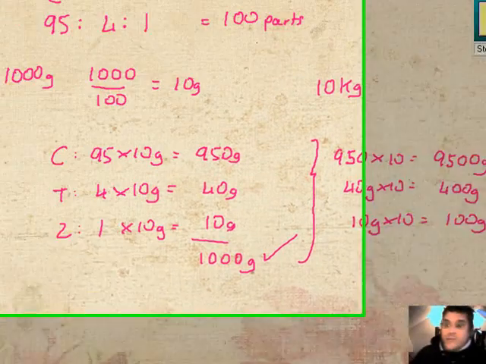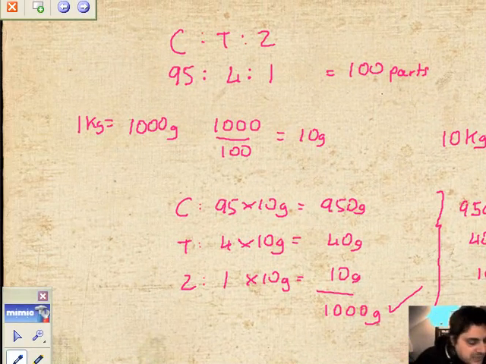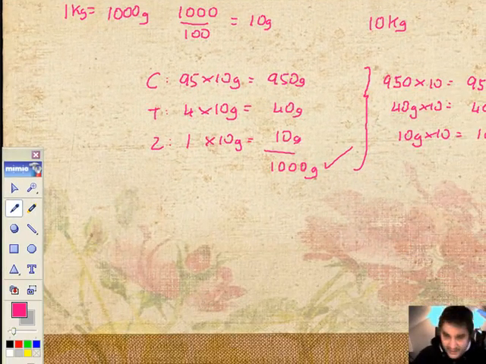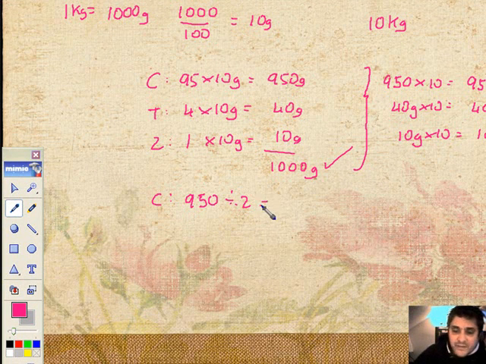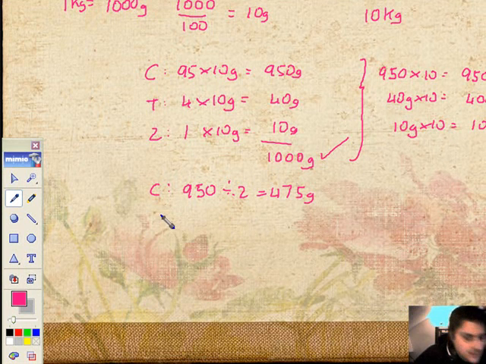Question C, very easy now. It says how much of each metal is needed to make half a kilogram. Well, really easy. Copper, well, I know that I require 950 grams to make a whole kilogram. I'll just divide that by 2 to make half a kilogram. That's going to be 475 grams.